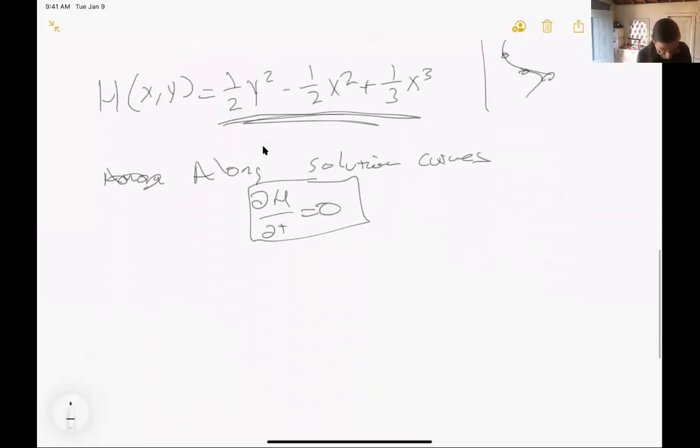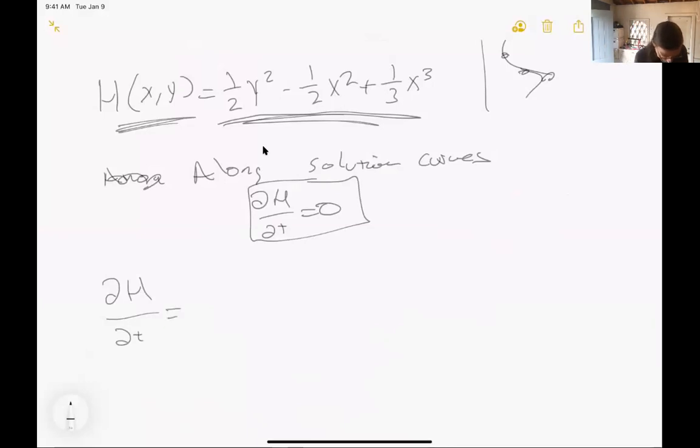So let's just compute the derivative of H with respect to time, remembering that H is a function of both x and y, and x and y themselves are functions of time. So H is a function of x and y, x is a function of time, and y is a function of time. I need to compute the derivative of H with respect to time. And that's going to involve the multivariable chain rule, because we're composing multivariable functions here. I'm composing those x and y functions with H, and then taking the derivative with respect to time.